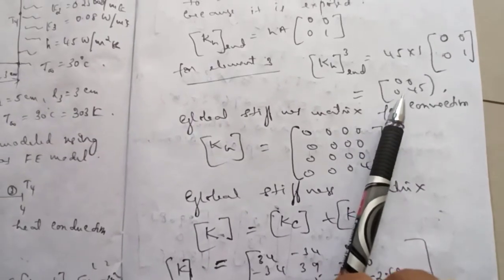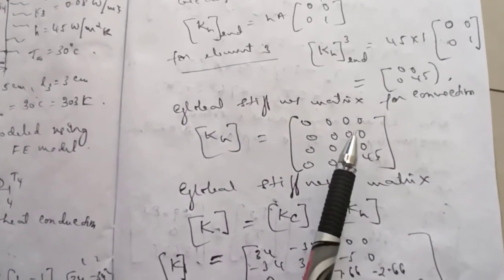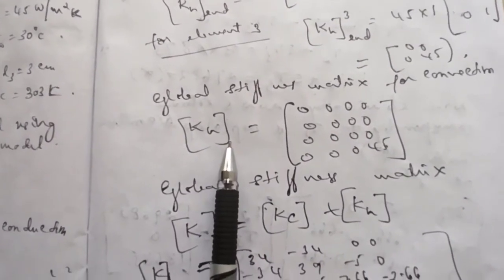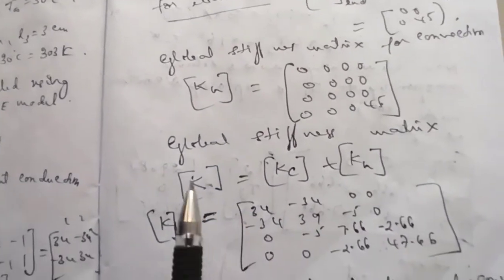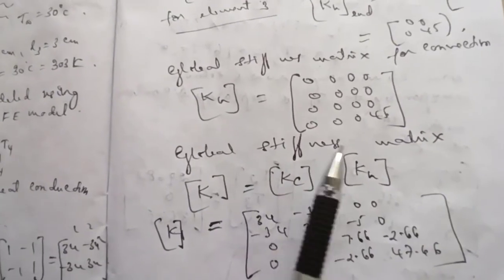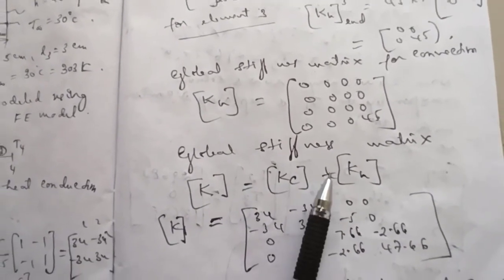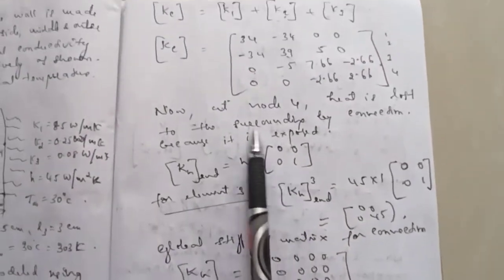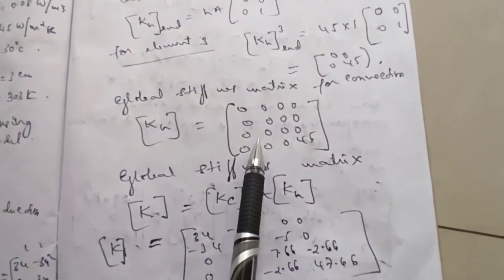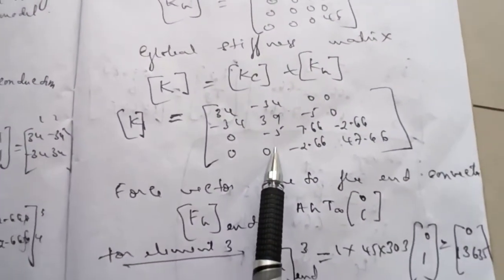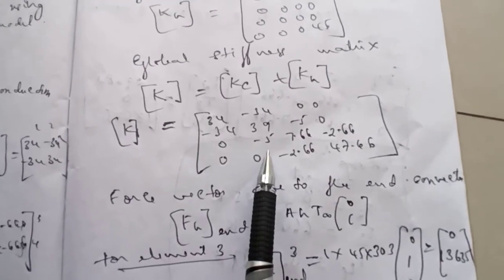Since it is only for the third node, only here we will get 45, and rest of all the values we will get as 0. This is the global stiffness matrix for convection. Now in total we need to find the global stiffness matrix, that is the sum of the conduction matrix plus the convection matrix. So this is a global matrix. You have the conduction matrix here, 4 into 4, and the convection matrix, that is 4 into 4. Just add the corresponding elements, so that you get the global stiffness matrix for the given problem.